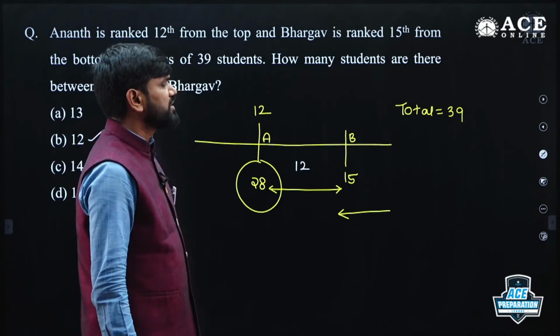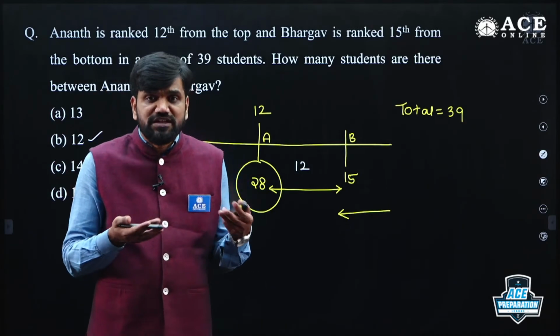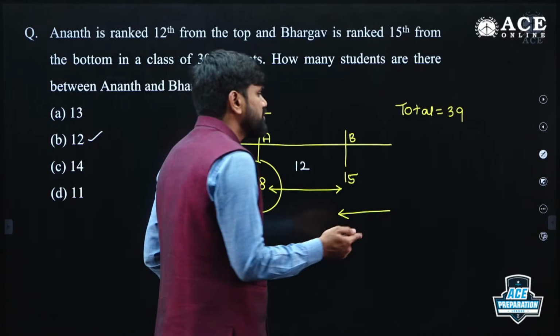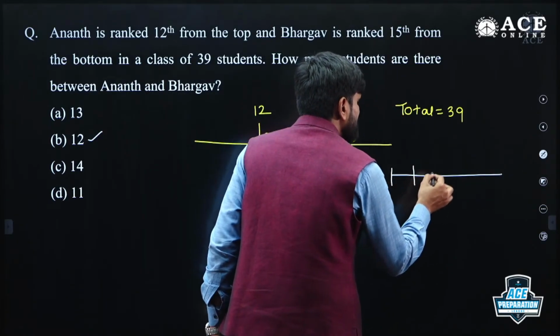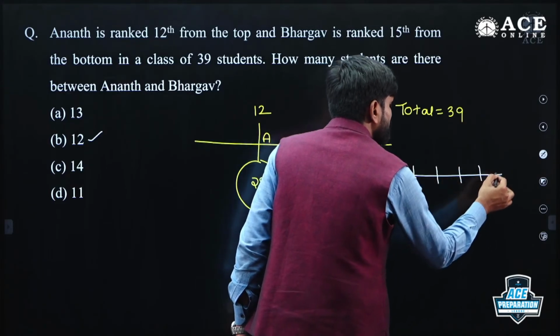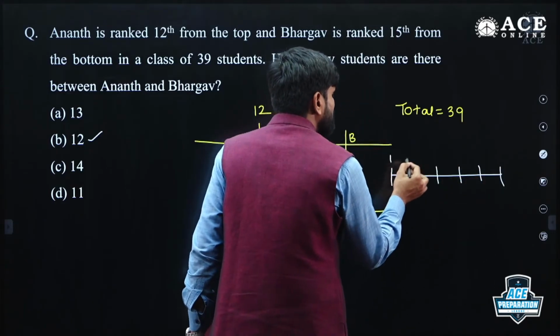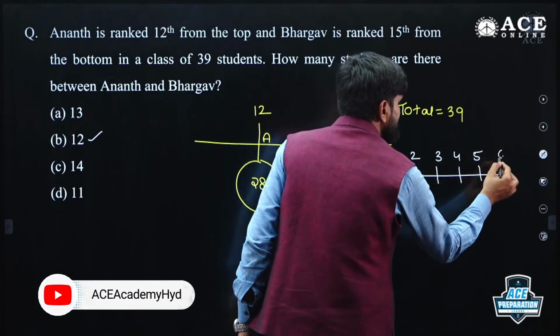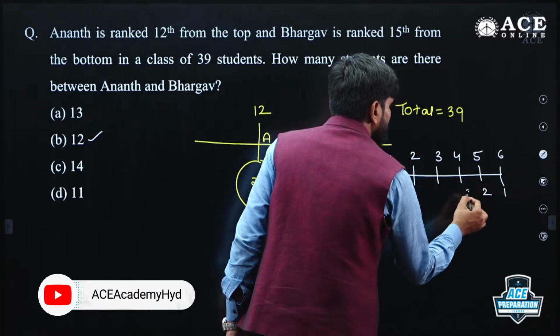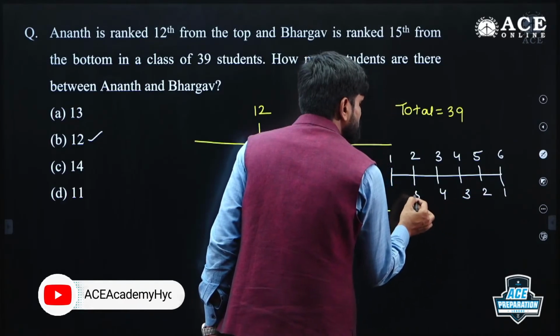You may be getting a doubt like, sir, why should it be taken as 1 less than the difference between the positions? Let me show it with a simple diagram here. I am just taking a small diagram here, right? 1, 2, 3, 4, 5, 6.